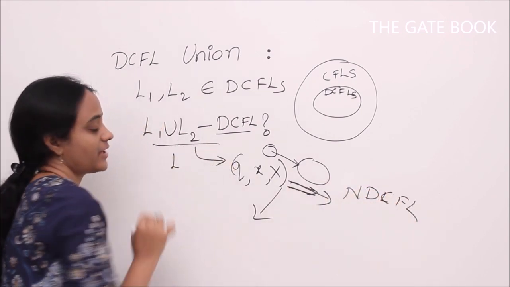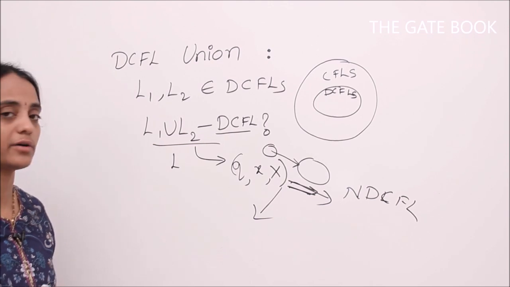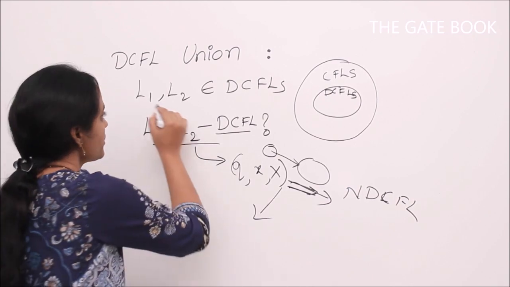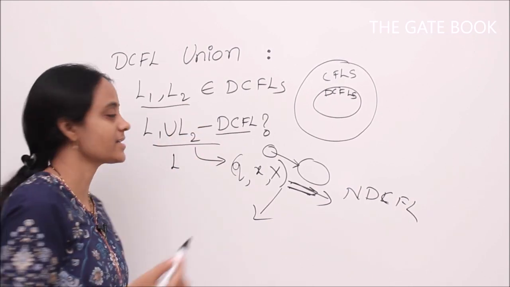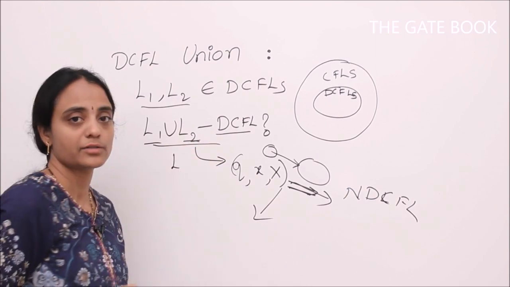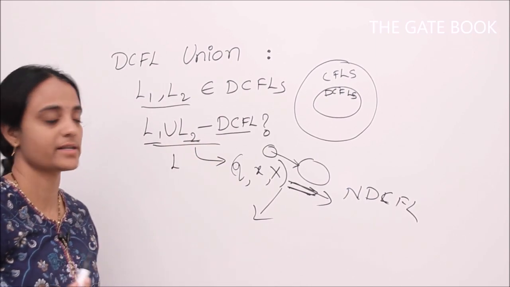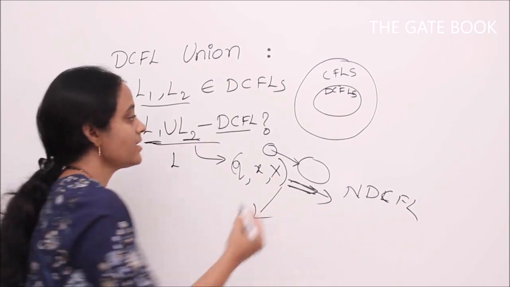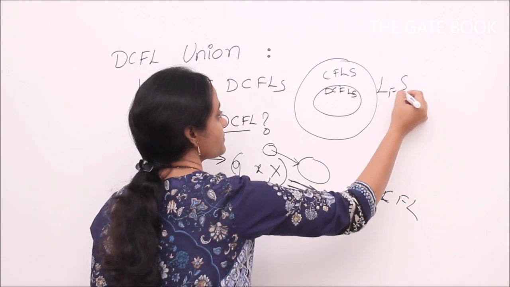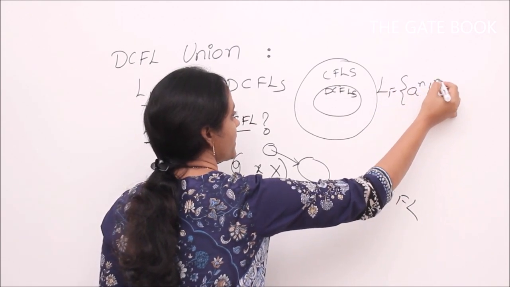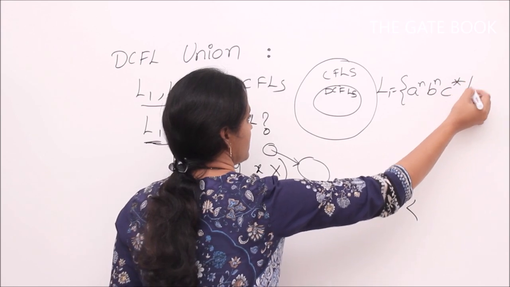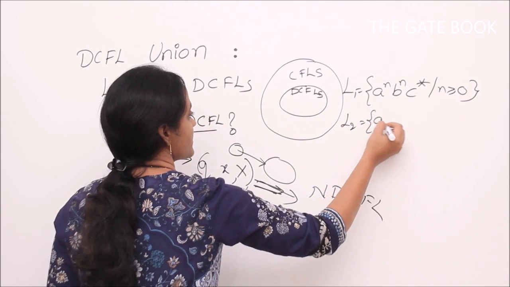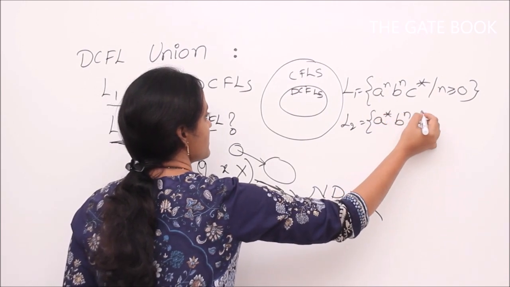So how do we know that for union we are not going to get a DCFL? We should take an example where it might violate the DCFL condition. Union tries to get all the strings from either L1 or L2. So if there is any conflicting condition between L1 and L2, that is where it will introduce non-determinism, right? So let's take L1 as A power n, B power n, C star, and L2 is A star, B power n, C power n.